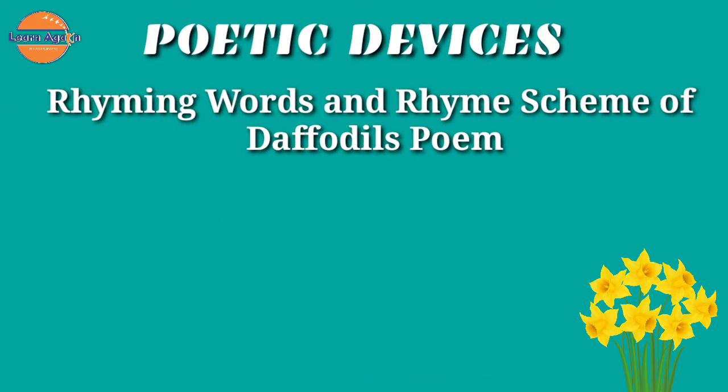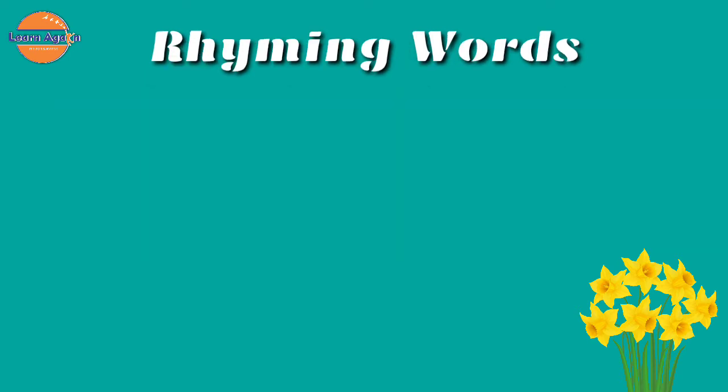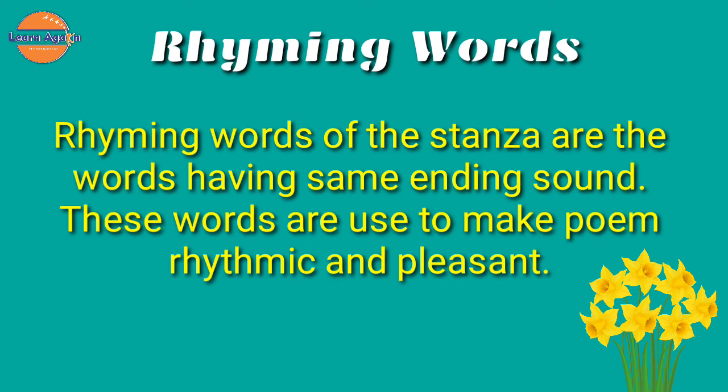Now let us see the poetic devices of this poem. First of all, we will see rhyming words. Now what is meant by rhyming words? Rhyming words of the stanza are the words having the same ending sound. These words are used to make the poem rhythmic and pleasant.